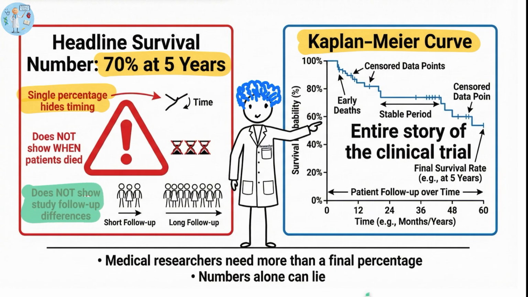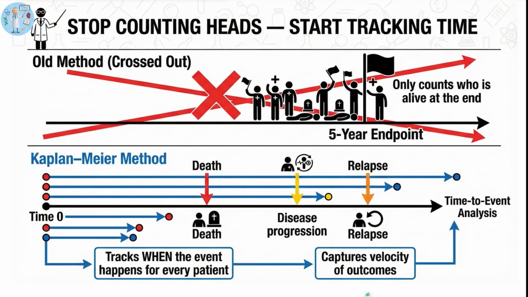So our mission today is to crack the code on this thing. By the end of this, you won't just see a line graph. You'll be able to read that descending staircase, understand the statistics behind it, and know exactly what to ask the next time a big drug trial comes out. Let's do it. And I think the place to start is with the mindset shift you need. You have to stop counting heads at a finish line and start thinking about time to event analysis. Time to event. Okay, so that's the key concept right there.